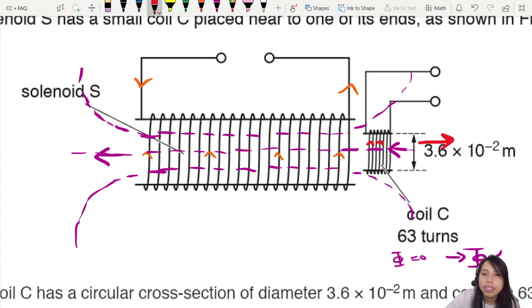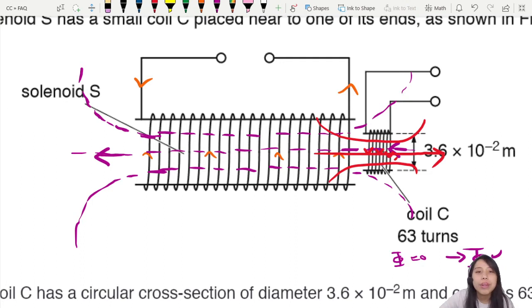Or maybe, let's see, this one should be right hand grip rule pointing downwards. Okay, so that maybe looks like this. So current will be there such that you create your own field to oppose the change, pointing to the right. That's just an example of what it means by induced EMF. So now, depending on what you connect at the end, if you connect an ammeter, you would measure a current flowing inside this tiny coil. Just because of a change in magnetic field, which are these purple lines.